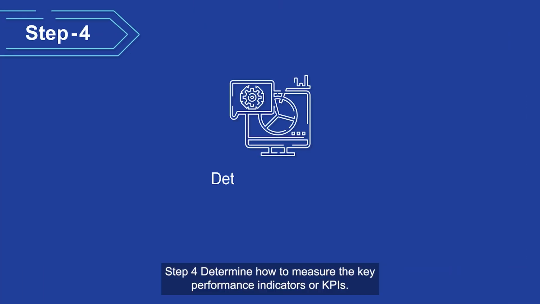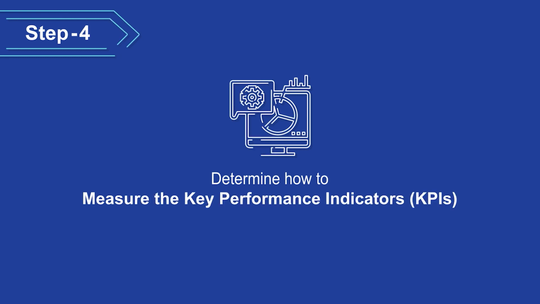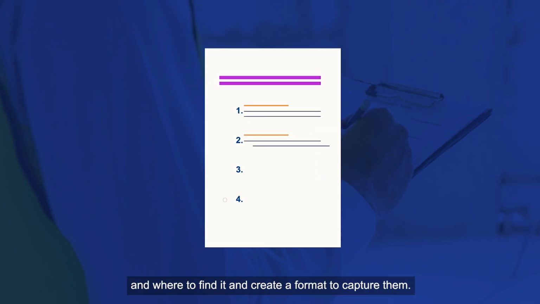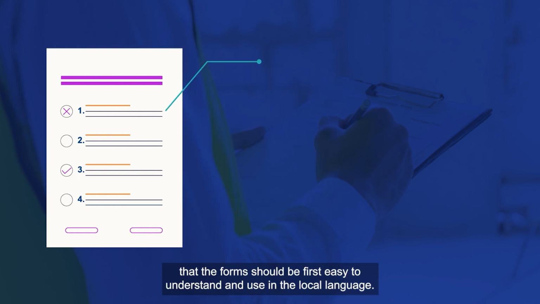Step 4. Determine how to measure the key performance indicators or KPIs. Determine what data or information you need for calculations and where to find it, and create a format to capture them. When preparing forms and documents, it is important to keep in mind that the forms should be, first, easy to understand and use in the local language.